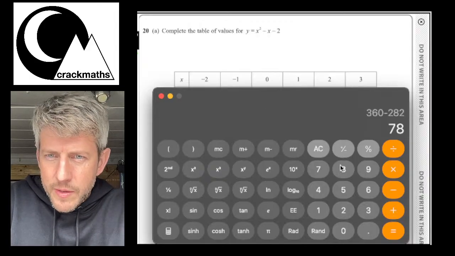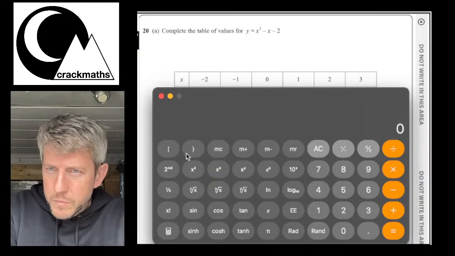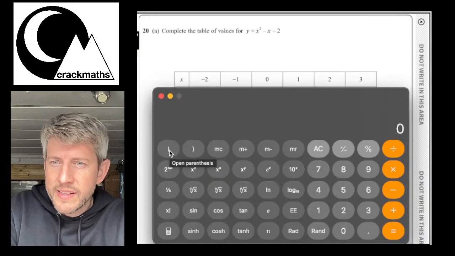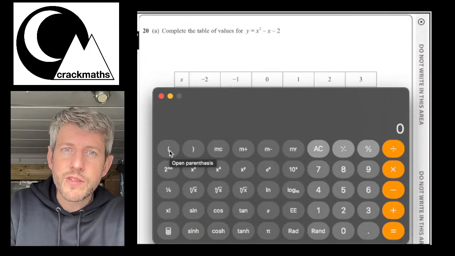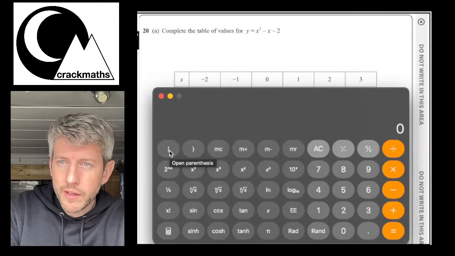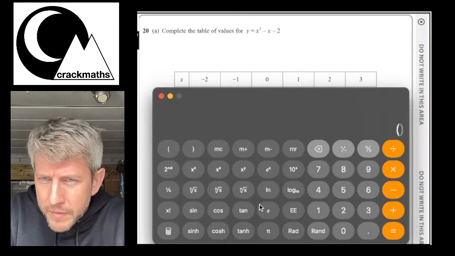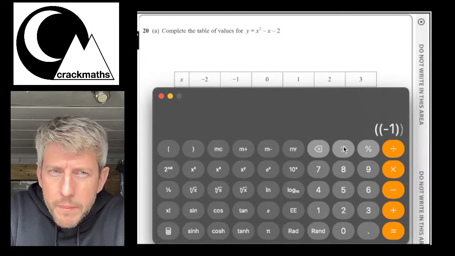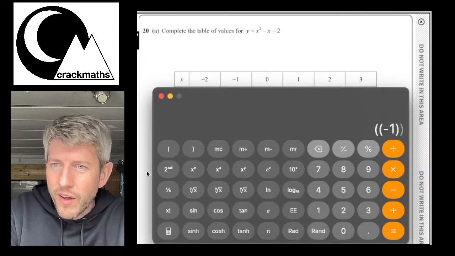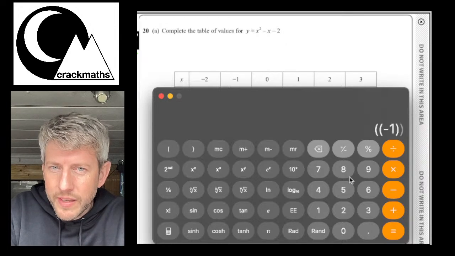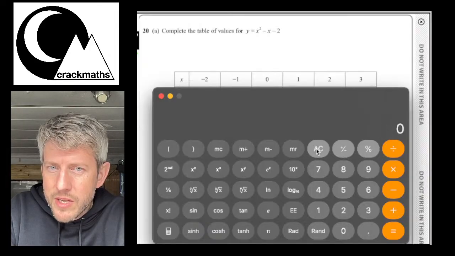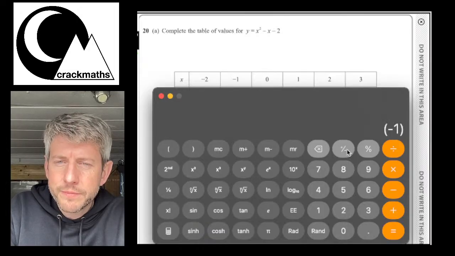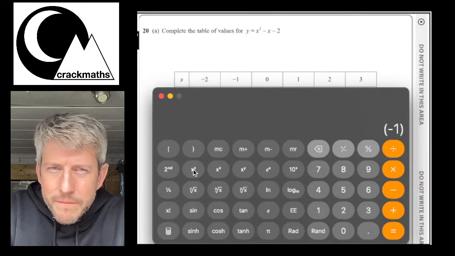If I go to AC, whenever you're substituting things into your calculator, you should put them inside brackets, because that solves any problem with negatives. So I'm going to put the bracket here, and then put in 1, then make it negative. Oh, that's nice, it does it automatically. Let me clear this. I don't want too many brackets all over the shop. So 1, make it negative, and then I want to square it.